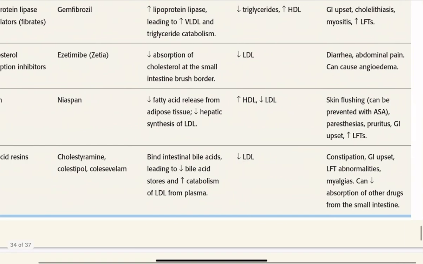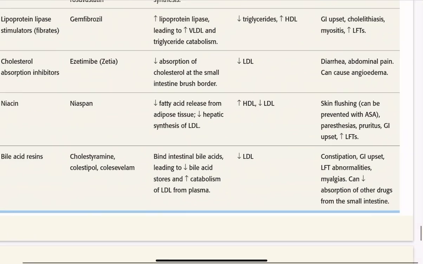It has some side effects like constipation, GI upset, liver function test abnormalities, myalgia, and that's all.